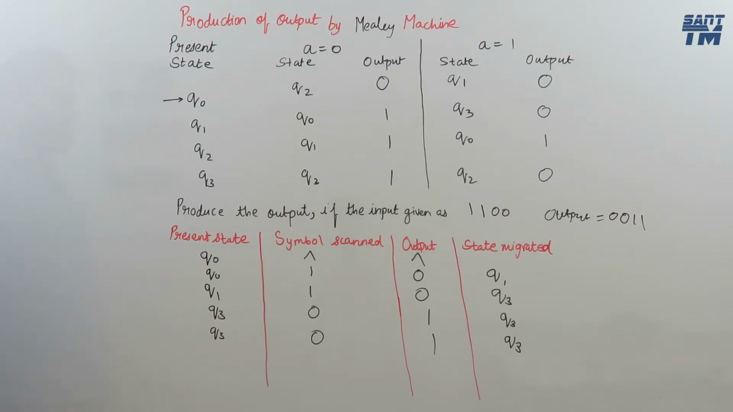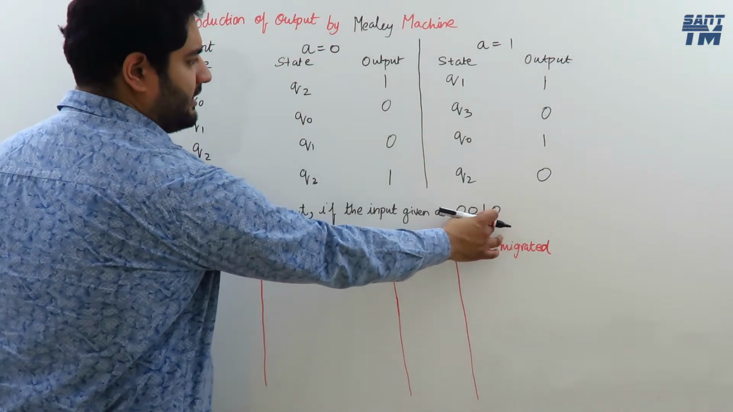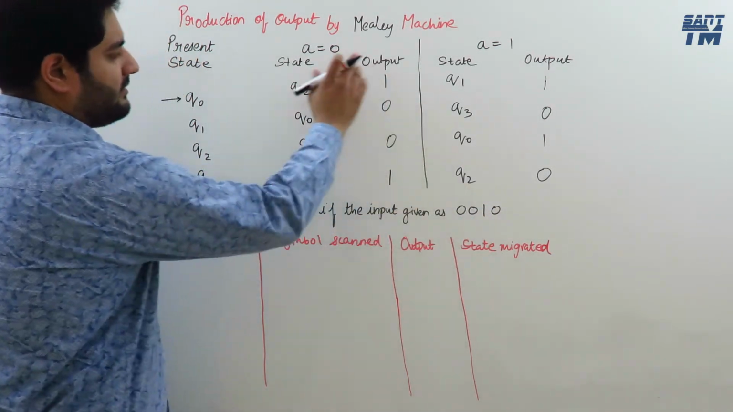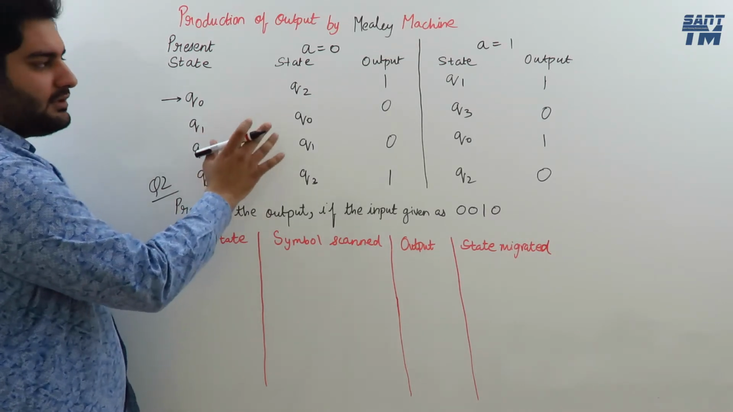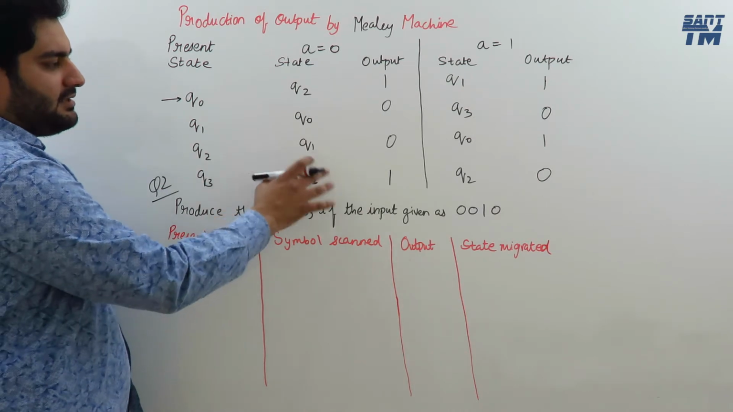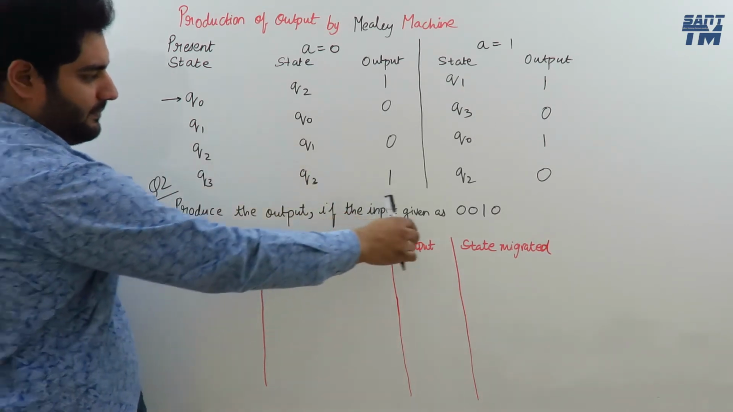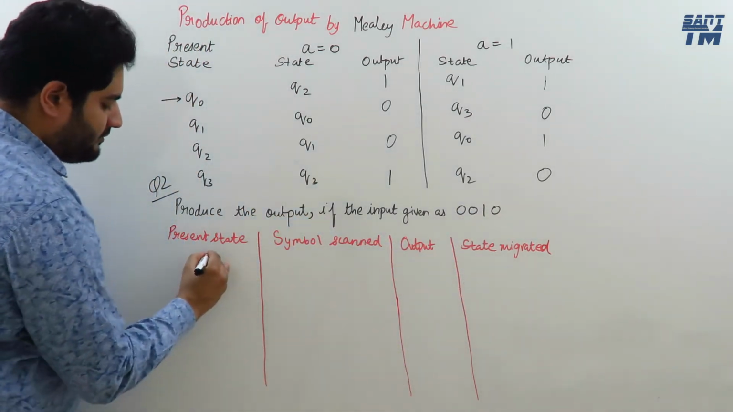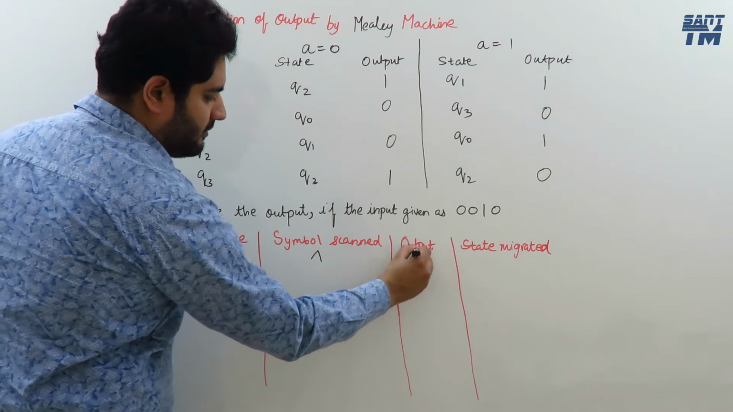So this is how a Mealy machine produces the output. Now let's see one more example. Now we have to check for this input string. On applying this input string, what output does this Mealy machine produce? I want you to note these questions in your notebook along with the answers, as I am changing the questions every time. This is not the previous one. So 0 0 1 0.